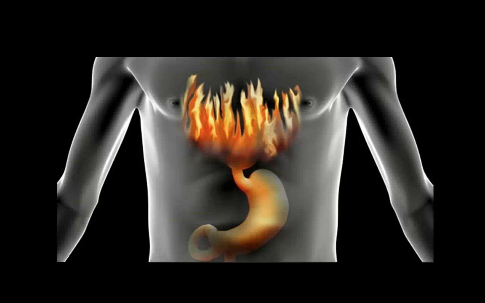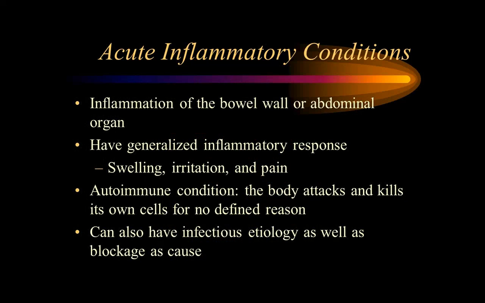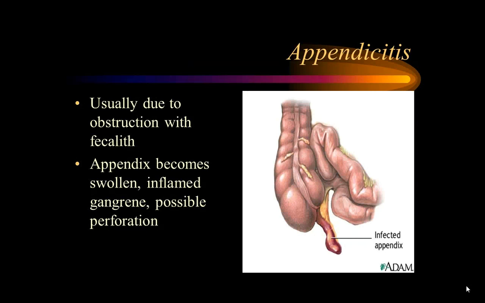I'm sorry. All right. So, any of the acute inflammatory conditions, anything that causes inflammation in the bowel or in the organs. Itis, I-T-I-S, irritation, inflammation of. You can have autoimmune, you could have blockage, and then from there it's different. Swelling, irritations. First one is pretty much appendicitis: a swollen, irritated appendix.